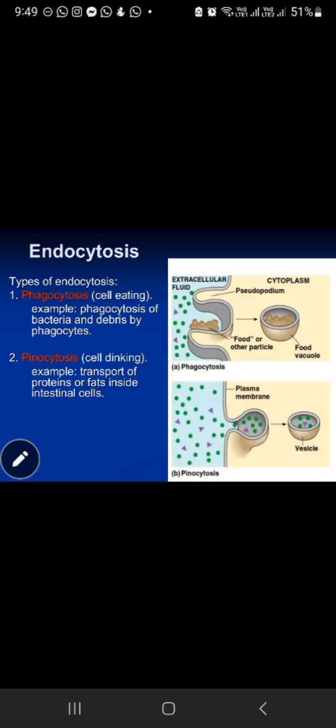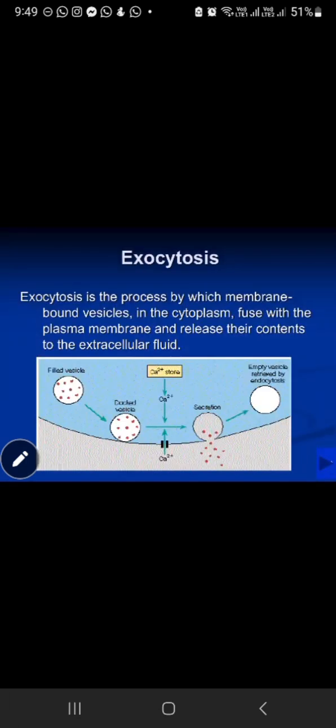Endocytosis can be of two types, phagocytosis and pinocytosis. Phagocytosis is for solid substances like bacteria, large substances or debris. Pinocytosis is for fluid, and we also call it cell drinking, an example being the transport of fat or protein inside intestinal cells. As for exocytosis, we also remove substances, vesicles that contain calcium or any other thing, outside the cell membrane. Thank you. I hope it was helpful.